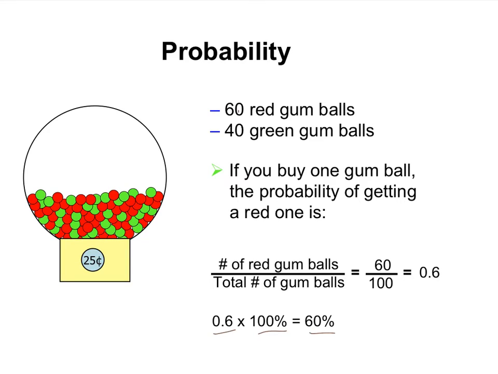You take the total number, the number of chances of events, the predicted number that you could happen, and how many total possibilities there are. So 60 out of 100, and that's your probability of getting a gumball any given time.